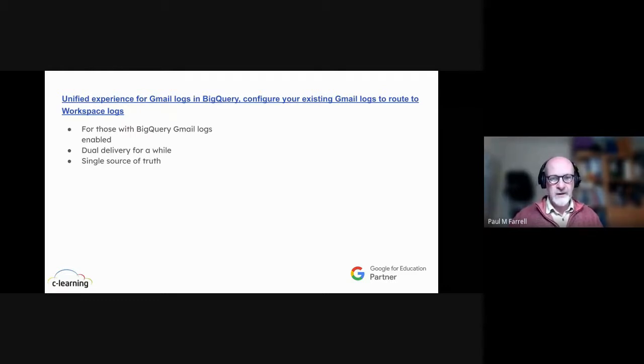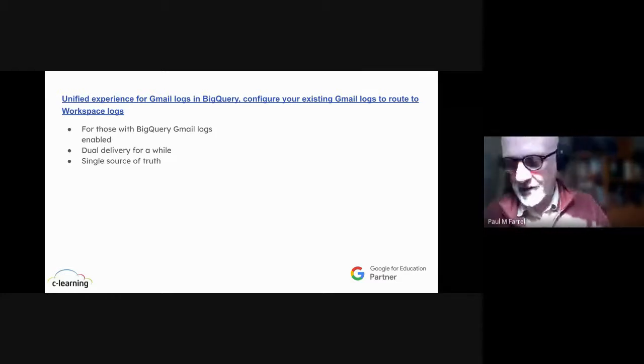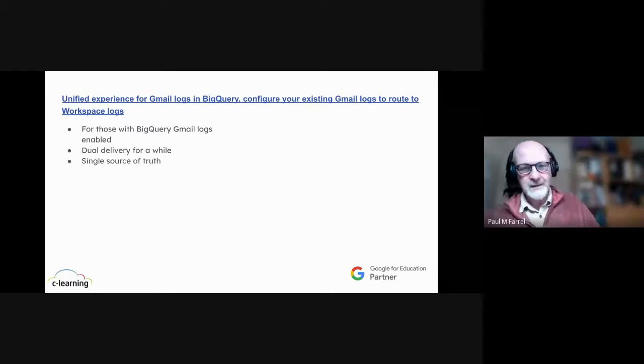There will be dual delivery, so you will still get your export of Gmail logs to BigQuery, and the Workspace logs will continue as normal, but the Gmail logs will also go to the Workspace logs as well. So you'll get a dual delivery for a short while, and then eventually it'll just be delivering to the Workspace logs. I suspect they'll give us notice when it's just going to be to a single source, but it just means that then all your data is in a single location. And in an ideal world, that's what you want, a single source of truth of all of these things. So it's by far the best model, I think.